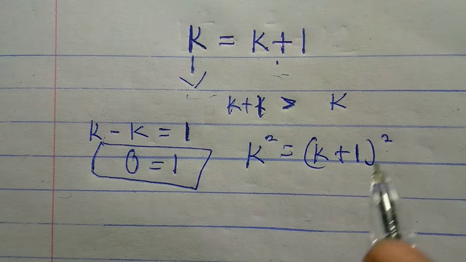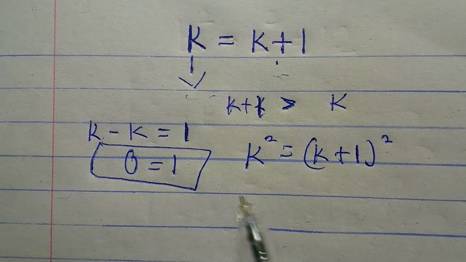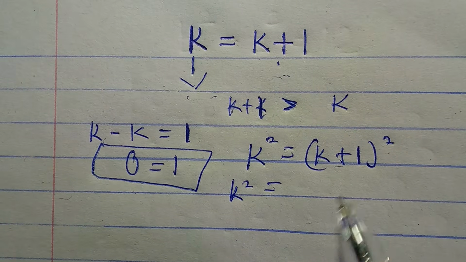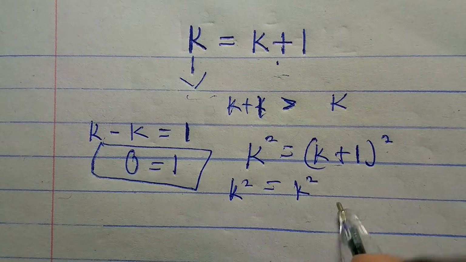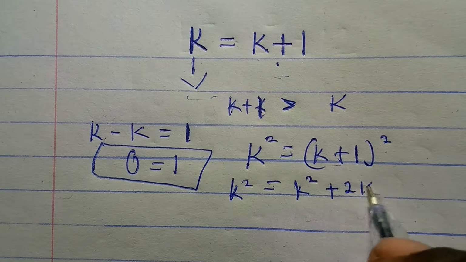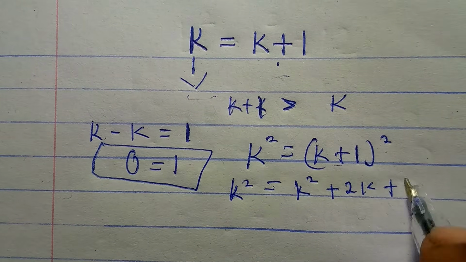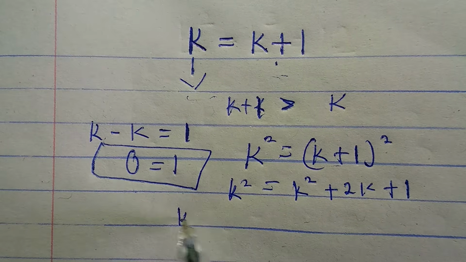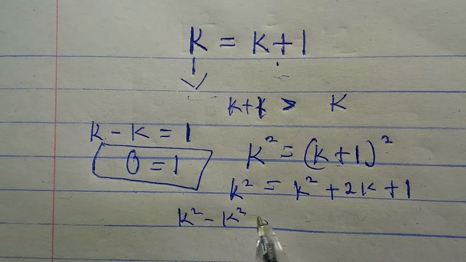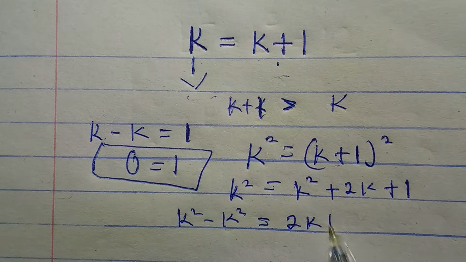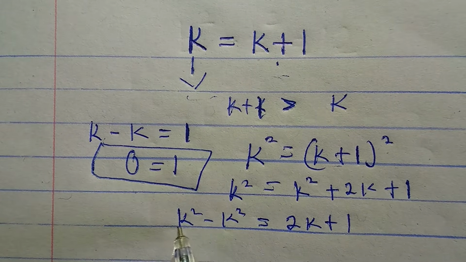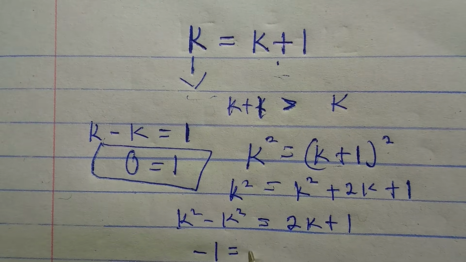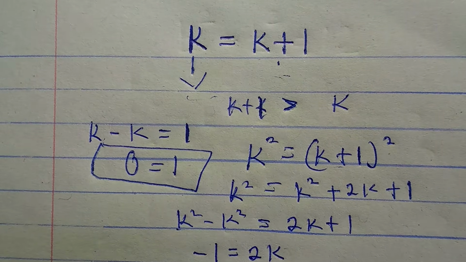Now let's try this. First, taking the square of both sides, here we have k squared, and here, using the algebra property, we are going to have k squared plus 2k plus 1 squared, which is 1, right? Now, collecting like terms, we are going to have k squared minus k squared equals 2k plus 1. This is going to give us 0, right? So we are going to have minus 1 equals 2k.